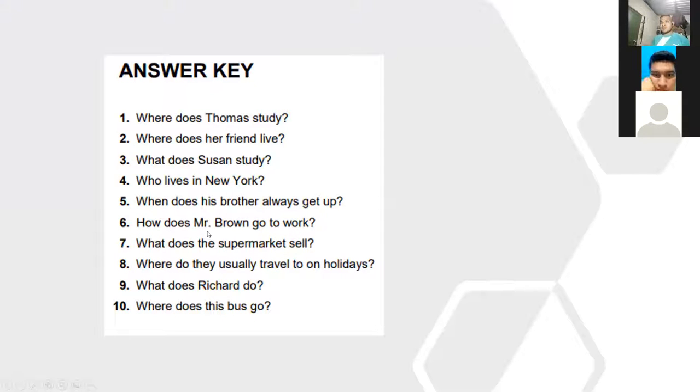Number six, how does Mr. Brown go to work? Number seven, what does the supermarket sell? Number eight, where do they usually travel on holiday? Number nine, what does Richard do? And number 10, where does this bus go?